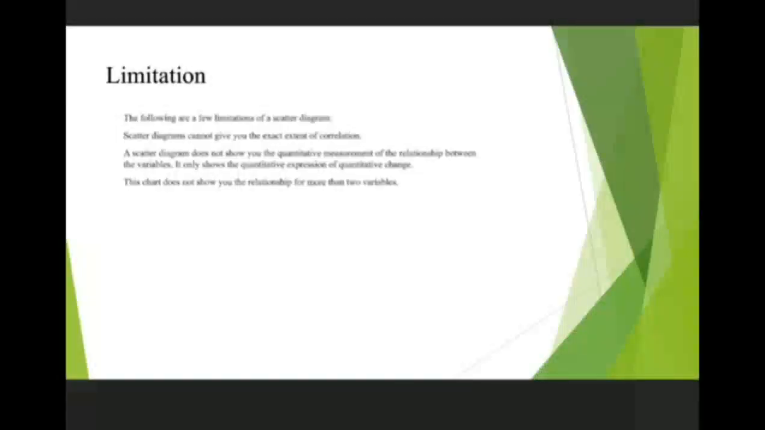Now let us see the limitations. Scatter diagram cannot give you the exact extent of the correlation. A scatter diagram does not show you the quantitative measurement of the relationship between the variables. It only shows the qualitative expression of the quantitative change. This chart does not show you the relationship for more than two variable data sets.